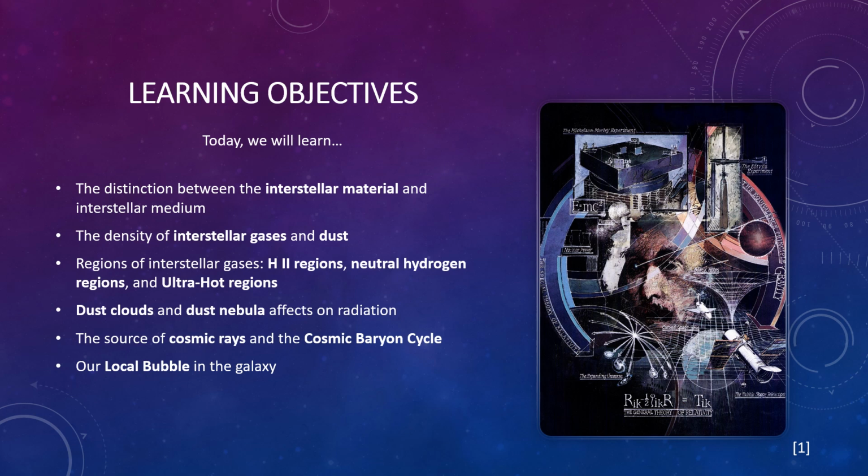In today's lecture, we will learn about the difference between interstellar material and the interstellar medium. We will talk about the density of the interstellar gases and dust that are between the stars, as well as the different types of regions of interstellar gas, such as H2 regions, neutral hydrogen regions, and ultra-hot regions. There are also dust clouds and dust nebula, which have effects on radiation. And there are also sources of cosmic rays, which help in the cosmic baryon cycle. And lastly, we'll talk about our local bubble in the galaxy, which is that space around our solar system and the nearby star systems.